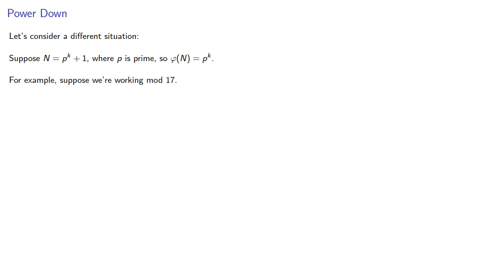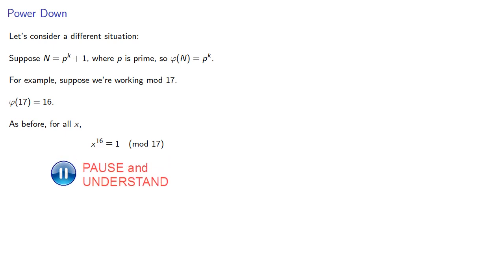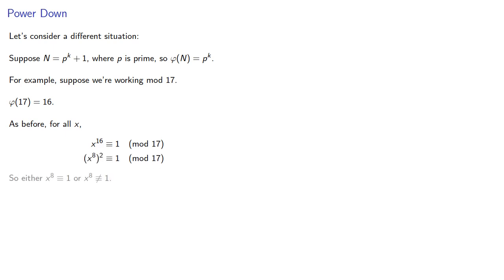So let's consider a different situation. Suppose n is p to the k plus 1, where p is prime, so phi of n is p to the k. We're still assuming n is itself prime. For example, suppose we're working mod 17. Phi of 17 will be 16, and as before, for all x, x to the power 16 must be congruent to 1 mod 17. And what makes this work is we can rewrite this as x to the 8 minus 1 times x to the 8 plus 1, so either x to the 8 is congruent to 1, or x to the 8 is not congruent to 1.